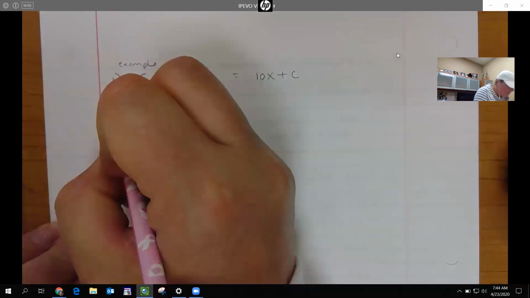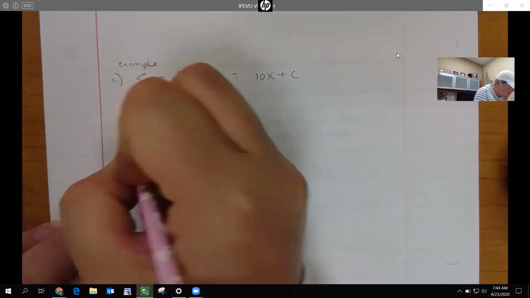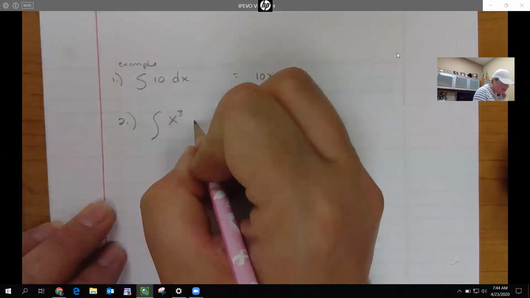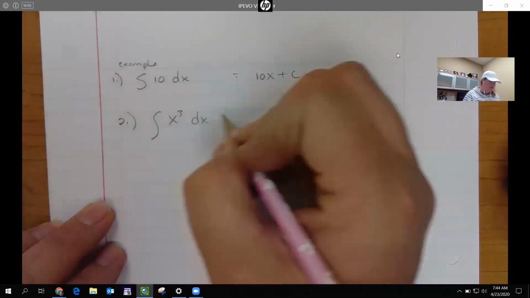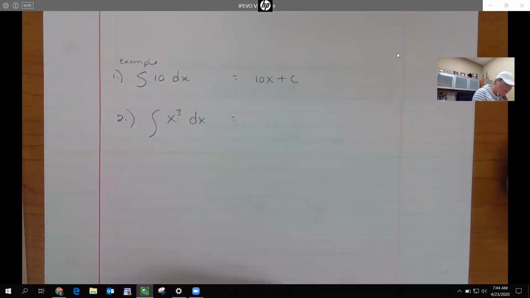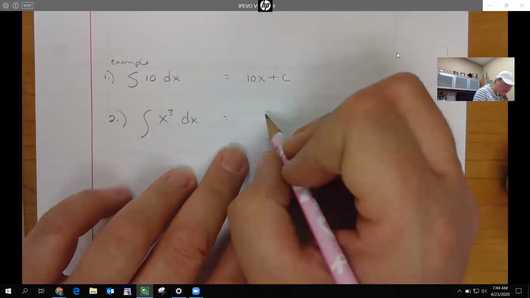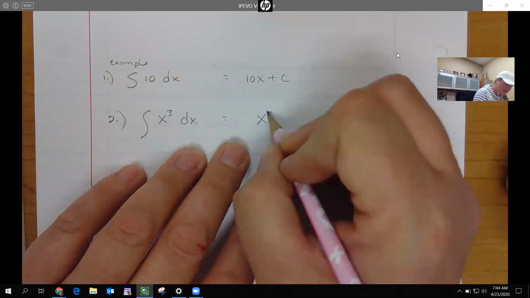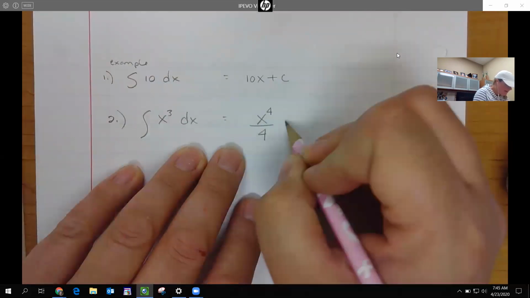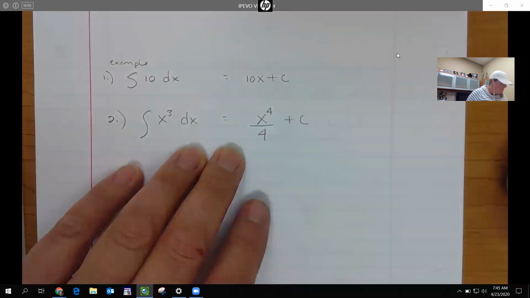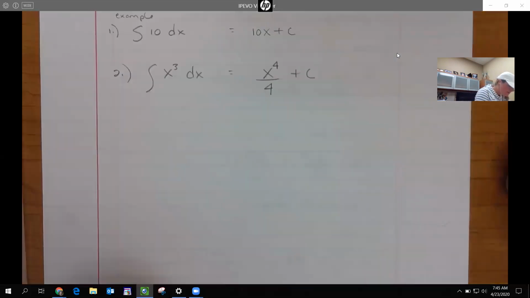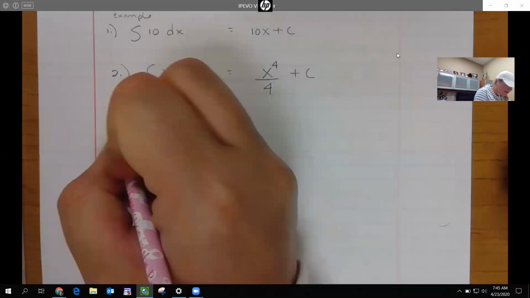Okay, what's another one? What if I have x to the third dx? So pause the video, see if you can solve that one without my help. So we would add 1, and then divide by that one, and add my c. Done. Okay, so let's try to make them get a little harder here.